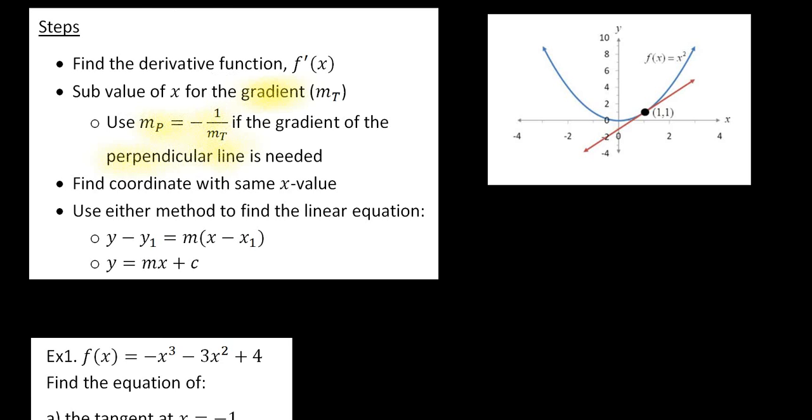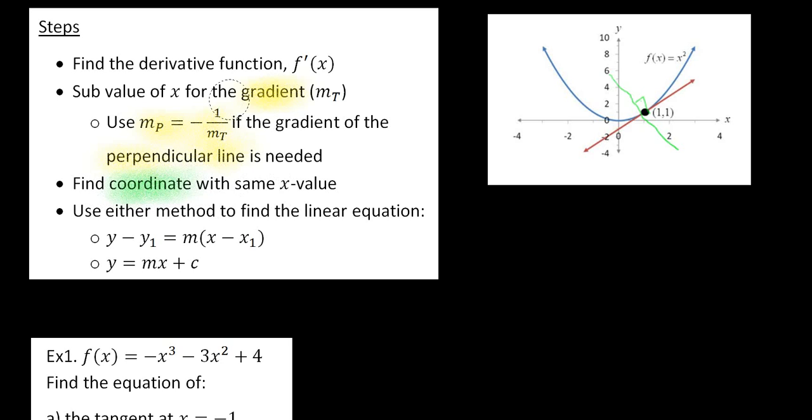Because if I was to draw a line that's perpendicular to this red line here, so it's got some 90-degree angle here, then the relationship between the red line's gradient and the green line's gradient is that it's the negative reciprocal of the tangent gradient. Now, the other thing you need to find the equation of a straight line is the coordinate.